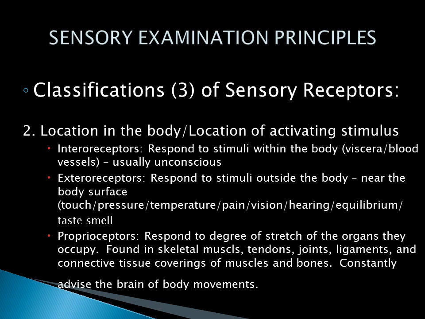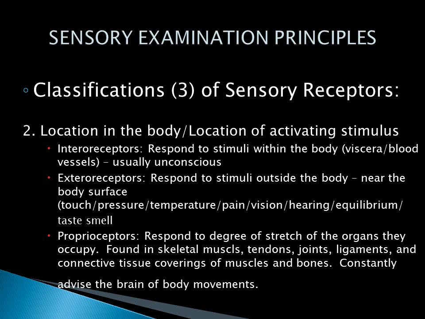And if we have sensory receptors located within the body, then we probably also have sensory receptors located outside the body or near the body surface. And these are the so-called exteroreceptors. These are found generally near the body surface or even on the surface of the body, and they generally respond to stimuli located outside the body. So, for example, these receptors are responsible for giving us our sense of touch, our sense of pressure, our sense of temperature, pain, vision, hearing, equilibrium, taste, and smell.